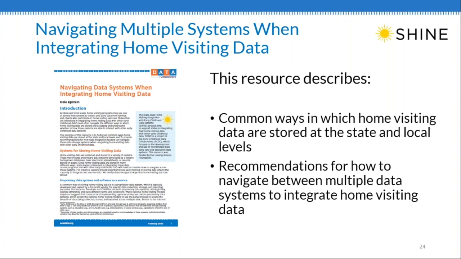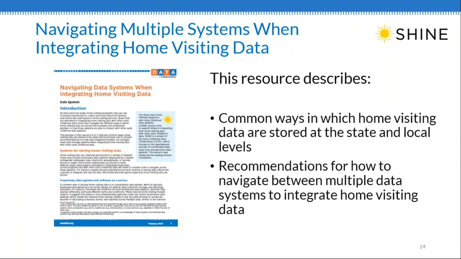We know that, especially with home visiting data, these data can be stored in many different places depending on what options are available either at the state or local level, or if there are requirements about how data are collected and stored through the home visiting national models themselves. So we've developed a resource on how to navigate between multiple systems that may house home visiting data. This resource discusses common ways that home visiting data are stored at both the state and local levels, such as proprietary data systems, homegrown data systems that maybe the state's developed, or even data that are stored on a computer in, say, an Excel document.